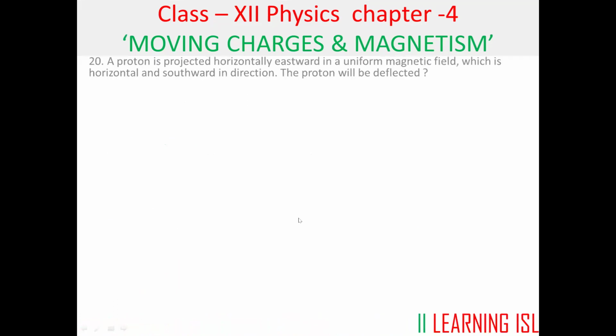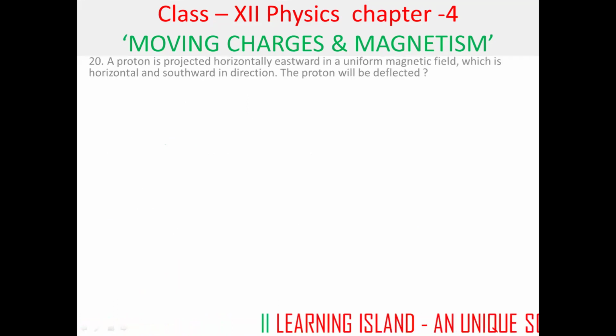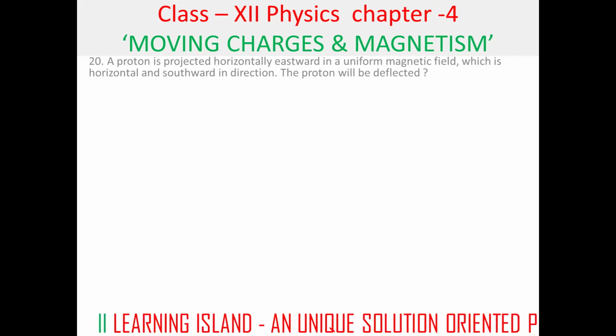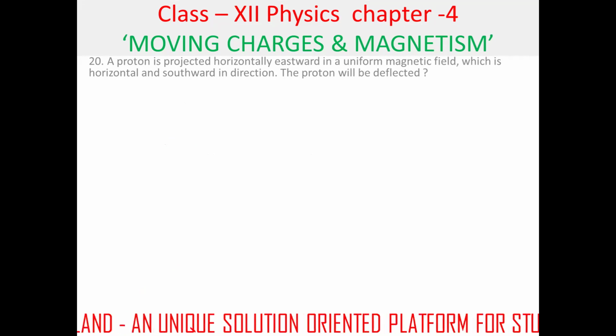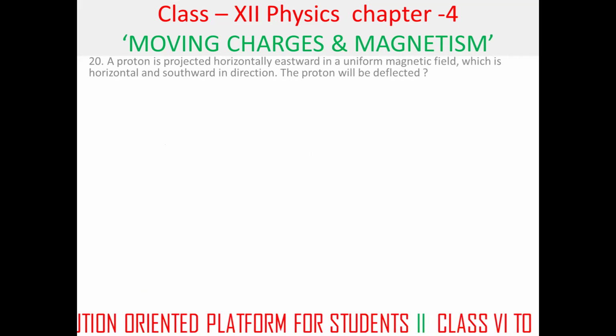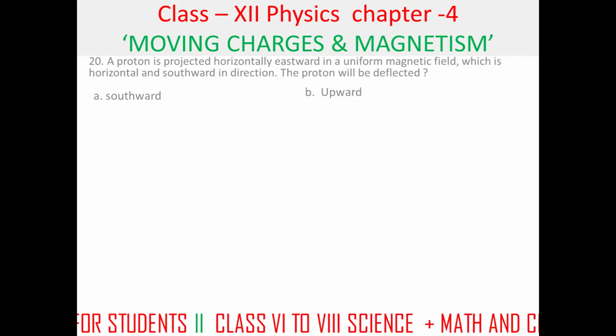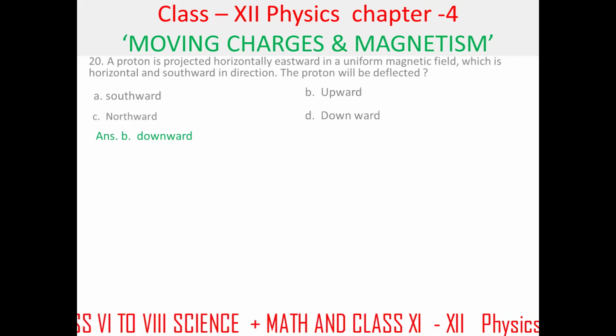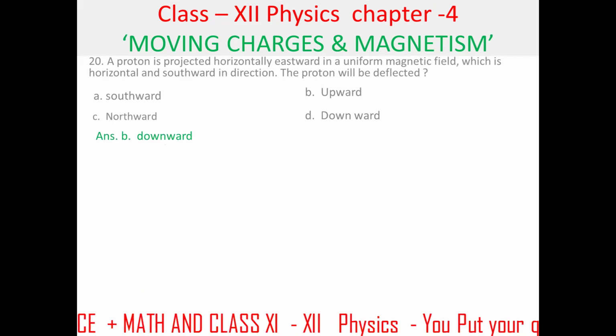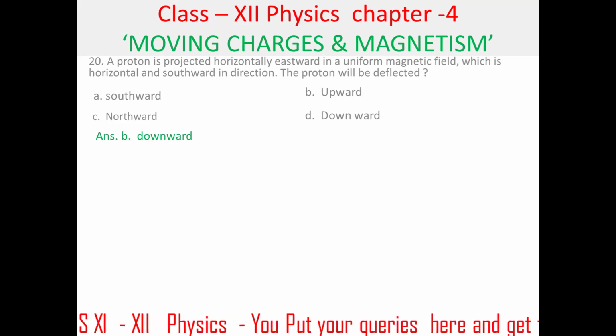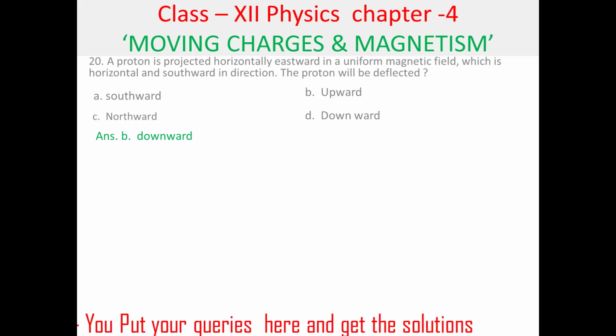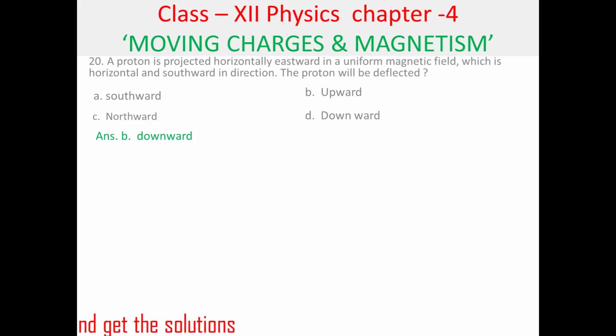A proton is projected horizontally eastward in a uniform magnetic field which is horizontal and southward in direction. The proton will be deflected. This question is similar to the previous question, so I am not discussing it. If you feel, you can find it out by using Fleming's left hand rule. Okay, if you find any difficulty, you can get back to me.